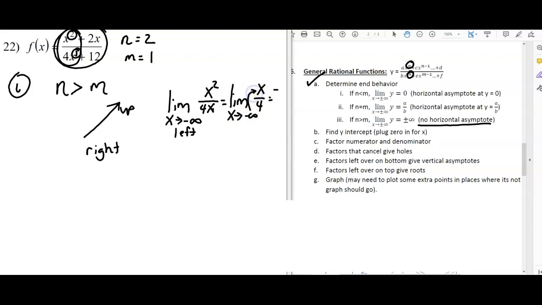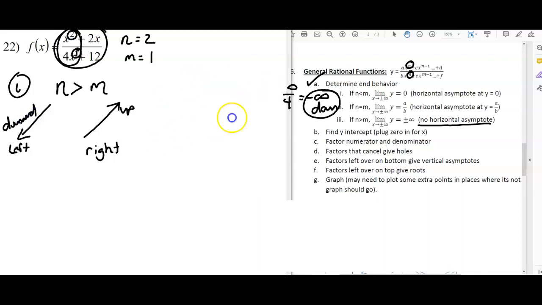And then you plug in your negative infinity. Negative infinity divided by negative 4 is just negative infinity. So that means down. And so on the left side of my graph, we're going in a downward direction. On the left side of my graph, we're going downward. Okay? So that's what my end behavior looks like.